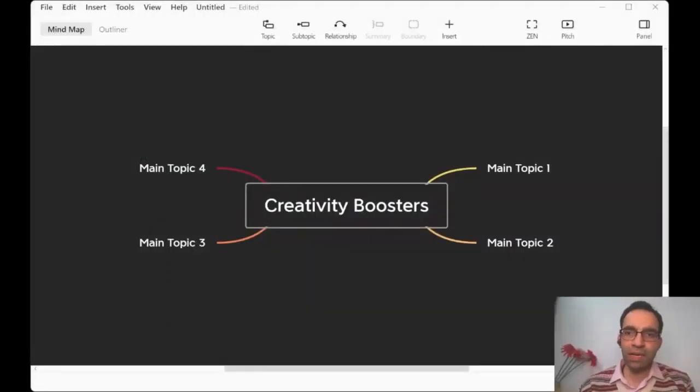So you see my screen now. There's this screen with the center term, creativity booster. So this is called a mind map.